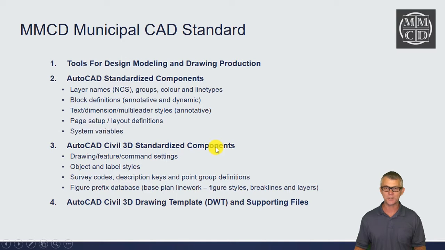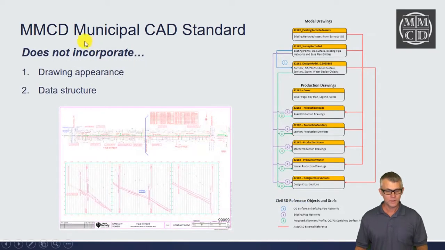The other Civil 3D standardized components include survey codes, description keys, and point group definitions, and also a figure prefix database that automates the assignment of existing line work to layers and break line toggles. And as I mentioned earlier, the MMCD Municipal CAD standard manifests itself in the Civil 3D drawing template and the supporting files. Those would be SHX files, plotting files, line type files, and so forth. Now, the MMCD Municipal CAD standard does not incorporate drawing, appearance, or data structure.